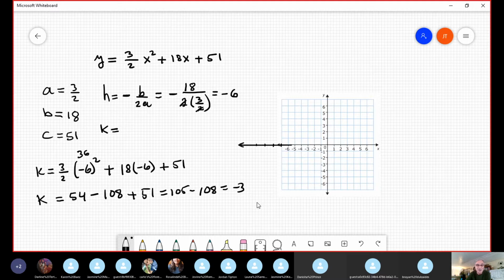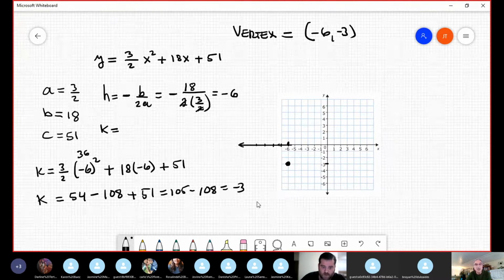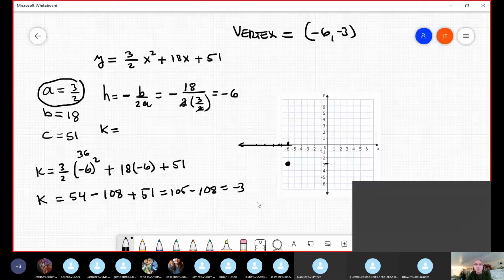So the vertex is located at the point negative 6, negative 3. Let me plot that. Negative 6 here, negative 3 here, that one. This is the vertex. And this parabola opens in what direction? Open up or open down? Up. Up, how do you know? Because it's a positive number. Who is positive? What is the indicator? 3/2 is positive. A, very well. When A is positive, that means this parabola opens up like that.